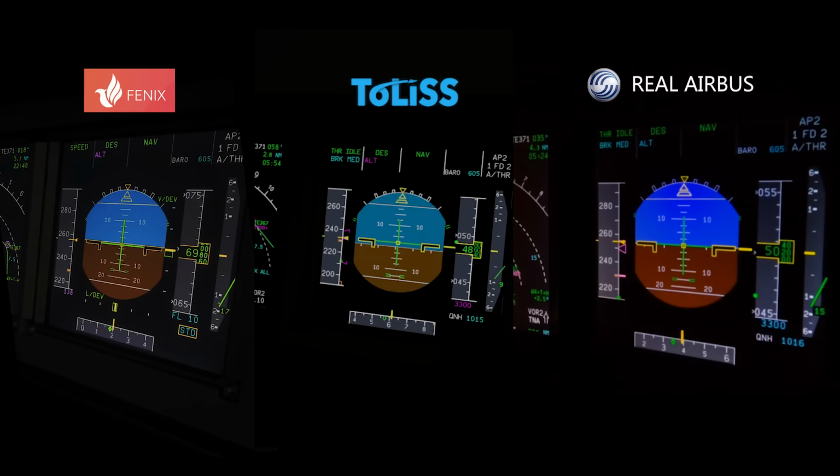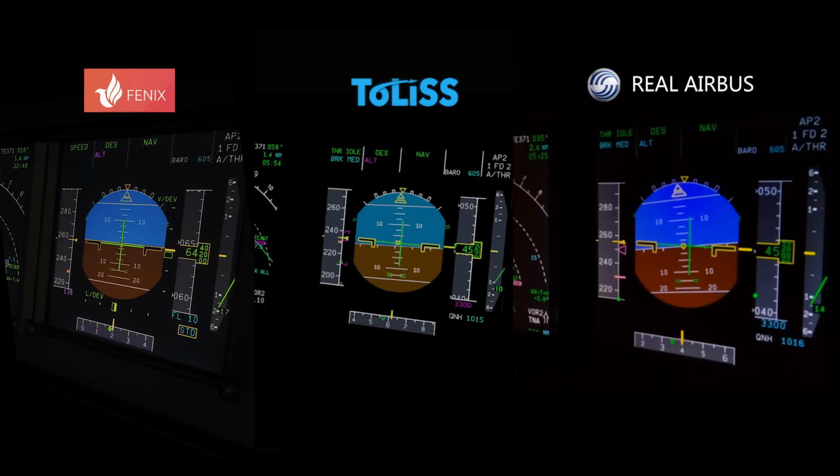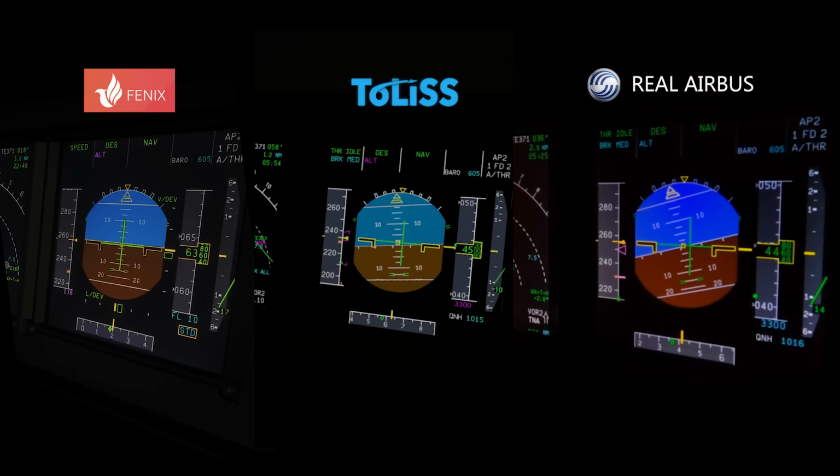Notice the behavior of the airplane starting the procedure. Notice that the real aircraft is a little bit higher in the procedure. The TOLISS is maintaining 4,700, almost exactly like the real airplane. And look at the Fenix, 6,500, almost 2,000 feet higher in the procedure before beginning the turn of the procedure.